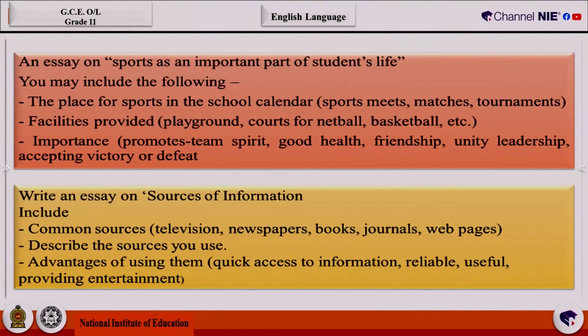Importance. It promotes team spirit, good health, friendship, unity, leadership, and also it will train you how to accept victory or defeat in a very balanced mentality. So you can write all these things with examples.